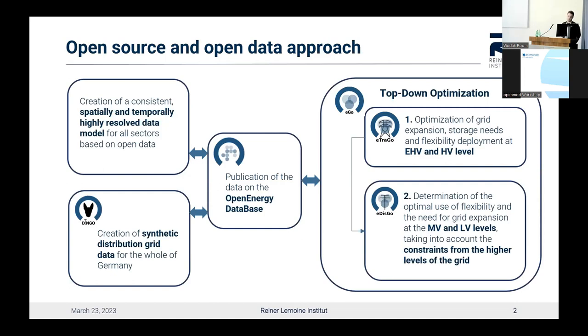Next is then the top-down optimization. First, we use eTraGo, which also uses PyPSA in the background for the power flow, to optimize the grid in the extra high voltage and high voltage level. And with these constraints from the extra high voltage and high voltage level, we use eDisGo to optimize as well the MV and LV levels and optimize the flexibility and grid expansion needs.